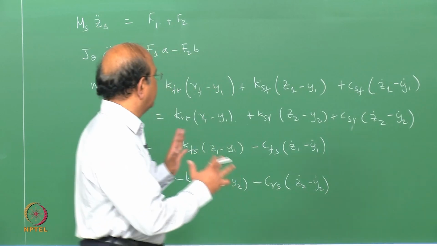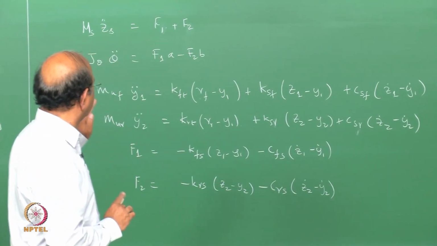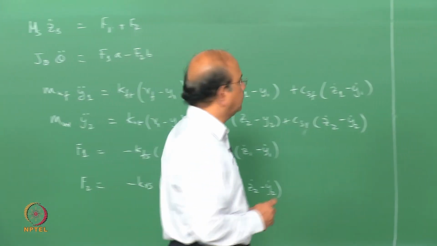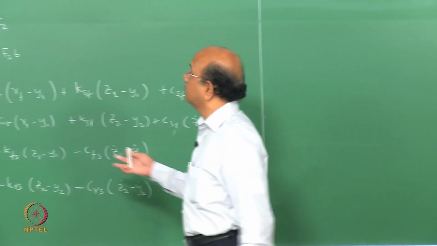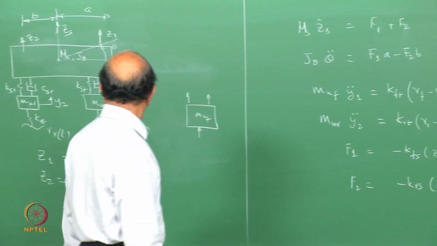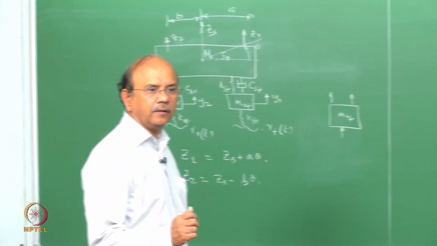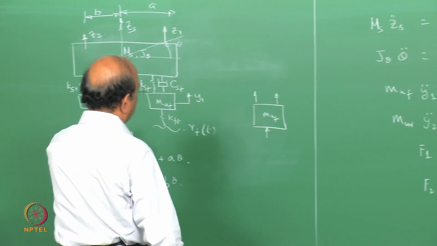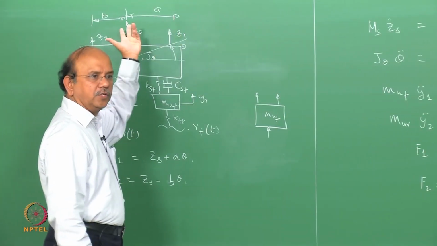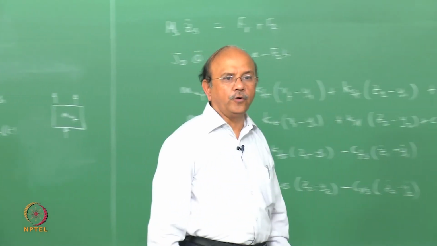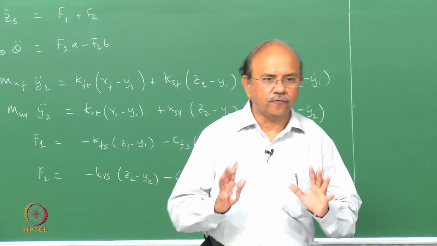Okay. Now, as I said, I'm not going to do the rearrangement every step. Obviously, I'm going to write this down into this. By the way, what are the degrees of freedom? How many degrees of freedom are there? 4. What are they? Y1, Y2, Z1, Z2, or Y1, Y2, ZS, theta. Okay? So there are 4. So this is basically a 4 degree of freedom model.